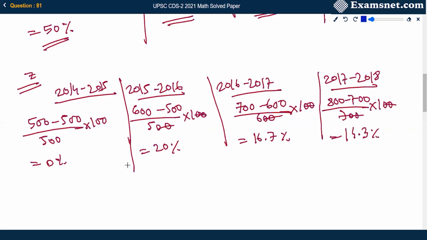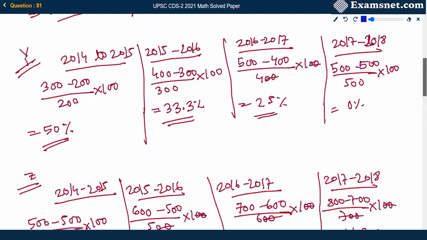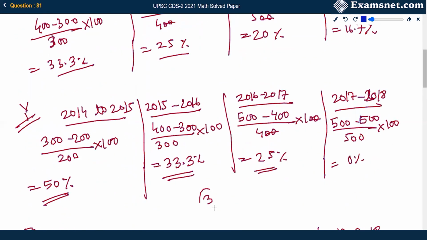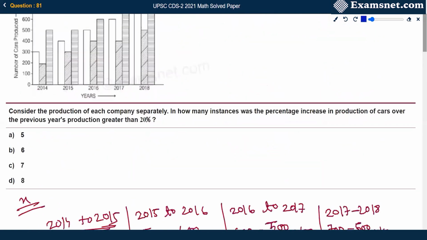14.3%. So I cannot see any such instances for company Z where the percentage increase in production is greater than 20%. No, there are no such instances. So hence, total 5 instances we got, 3 here and 2 here. Total 5 instances we got where percentage increase in production occurs over the previous years. So here option A is the correct answer.